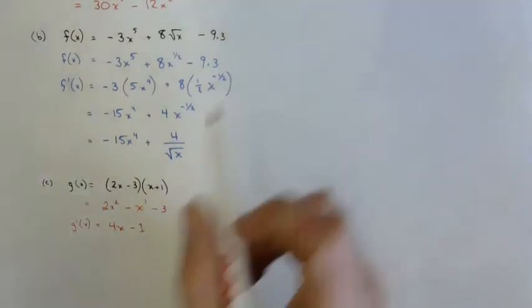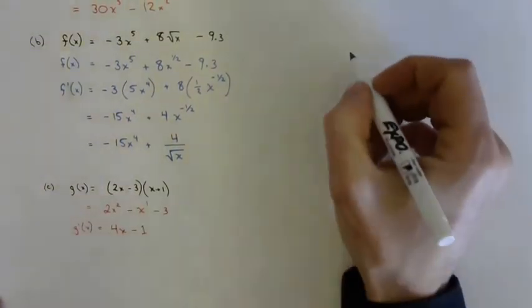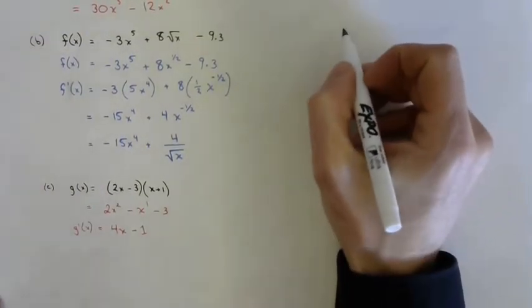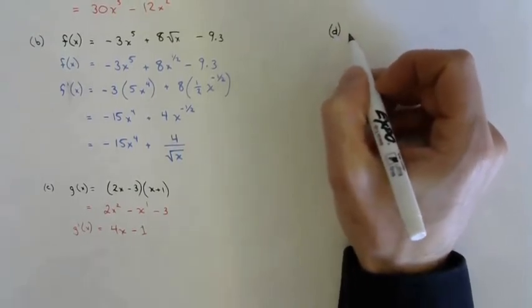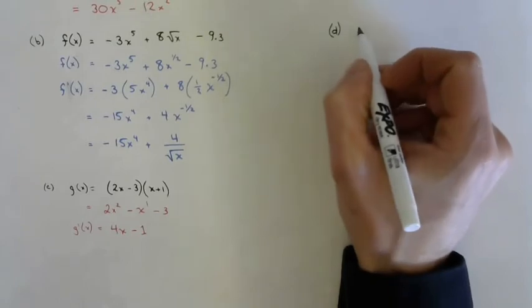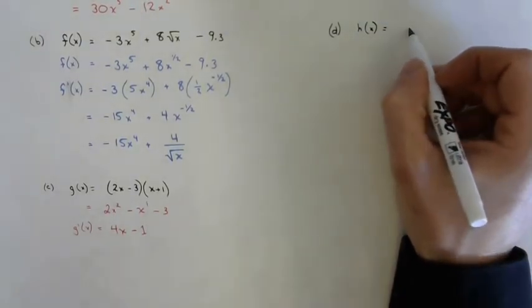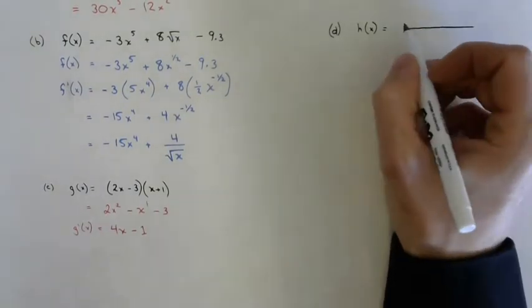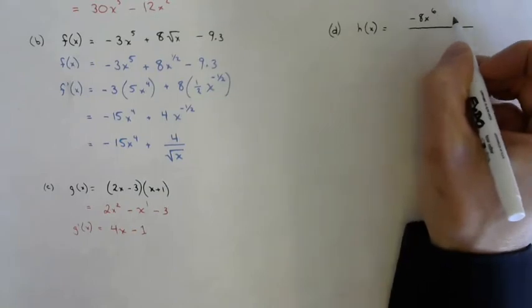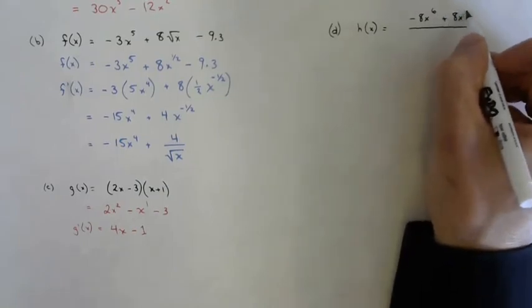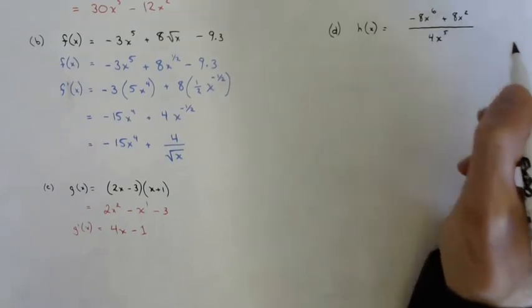I'm just going to fit d off here to the right. You can keep going down or put it to the right, your choice. It's a little bit longer, 1 or 2 extra steps in there. D is h of x, and this time we have a quotient law. In the numerator we have negative 8x to the power of 6 plus 8x squared over 4 times x to the power of 5.